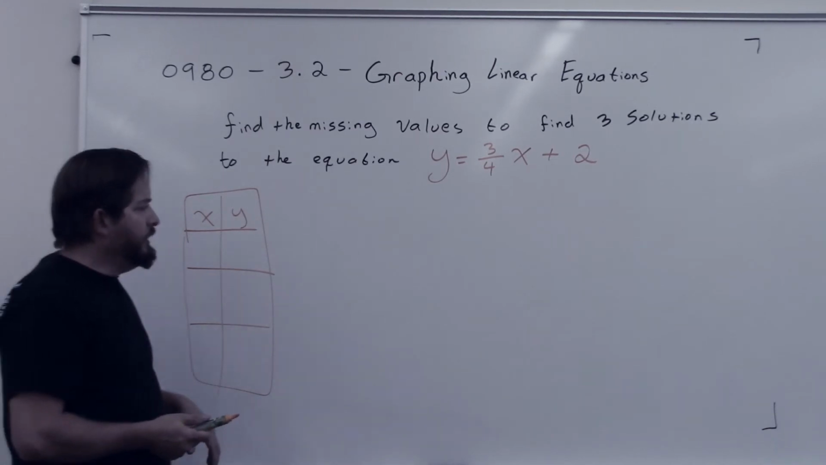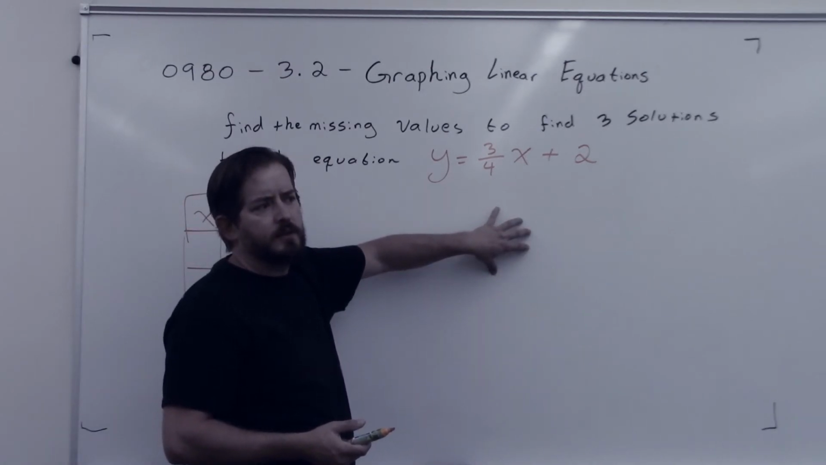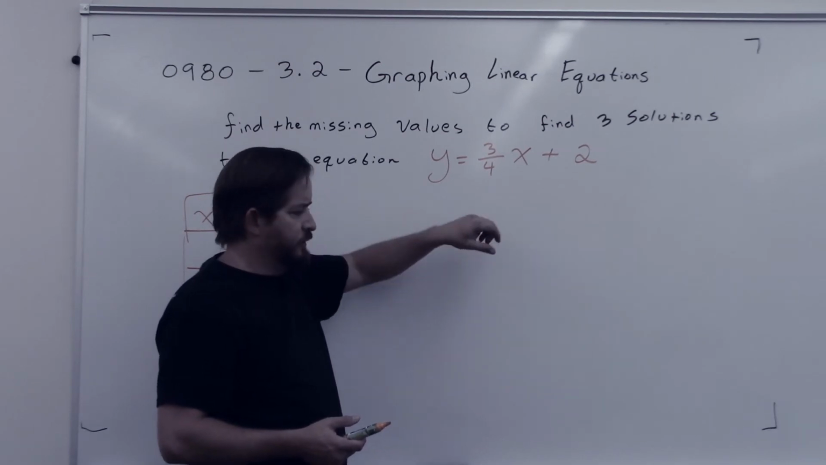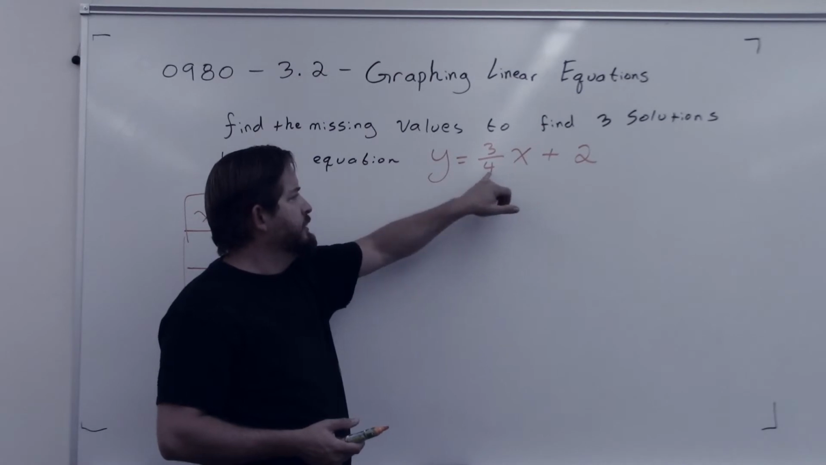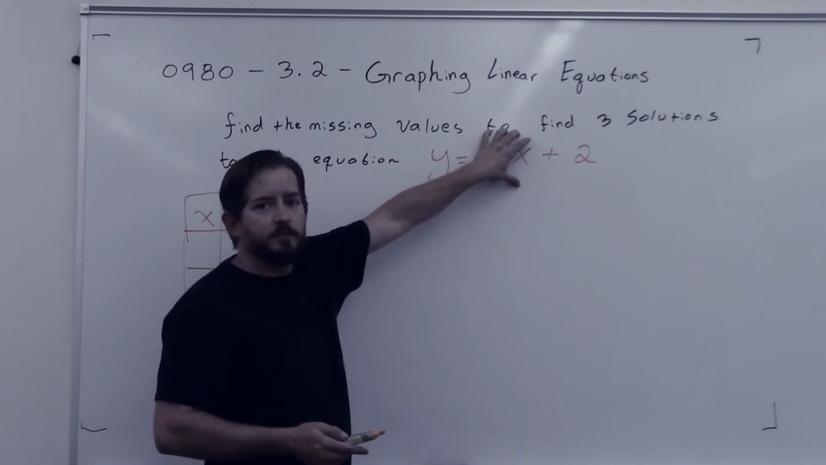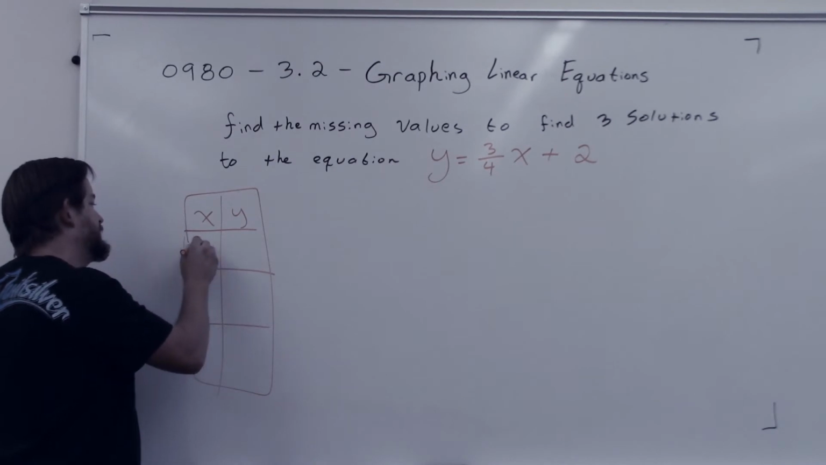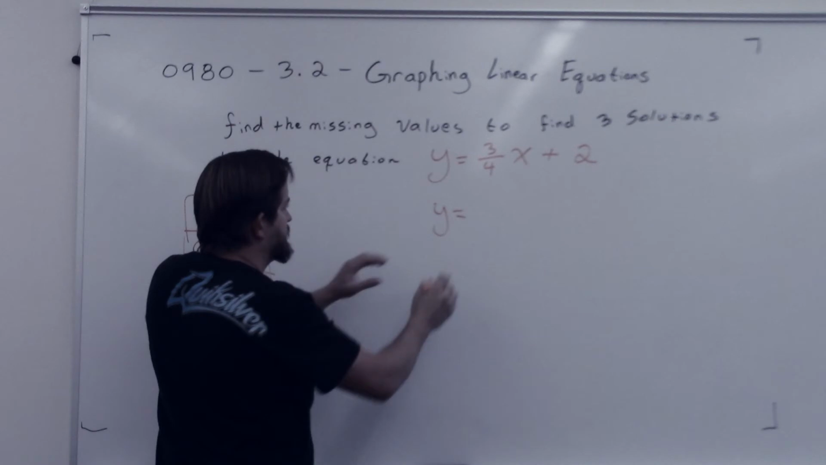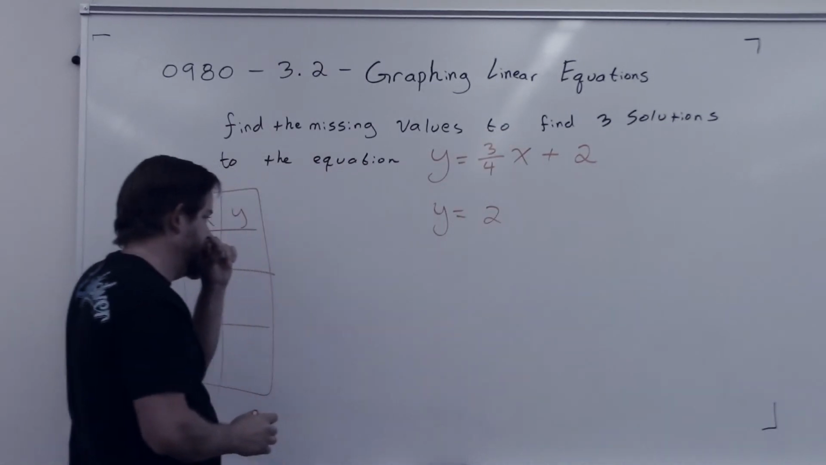But I want to avoid fractions if I can, because graphing is hard enough with whole numbers, if you can see my terrible lines. Figuring out where fractions are is even worse, right? But if x is 0, this whole fraction disappears, and that's a nice little place to start. So if x is 0, this whole middle term becomes 0, so y is just 2, right?